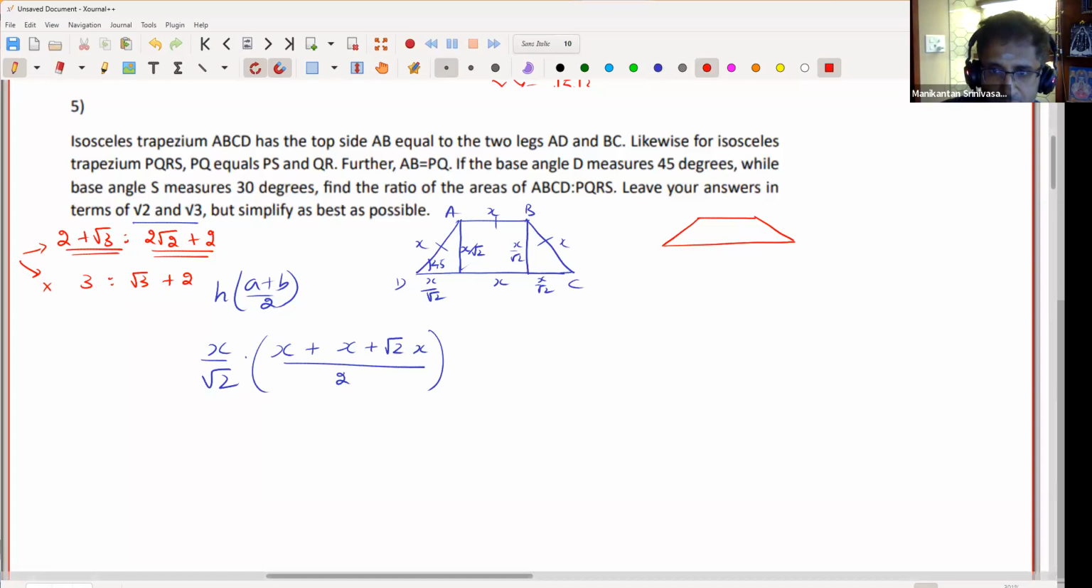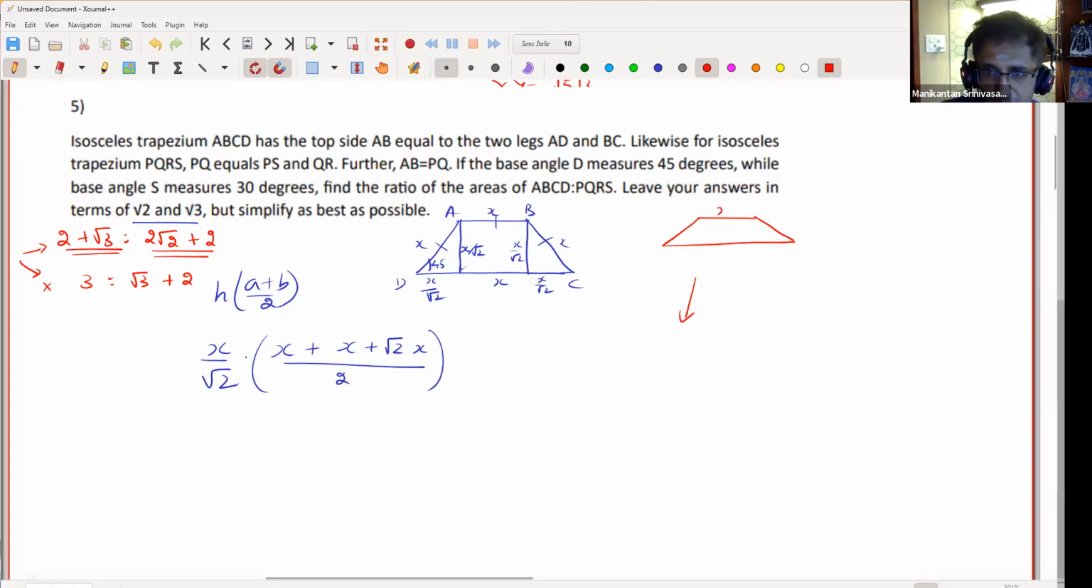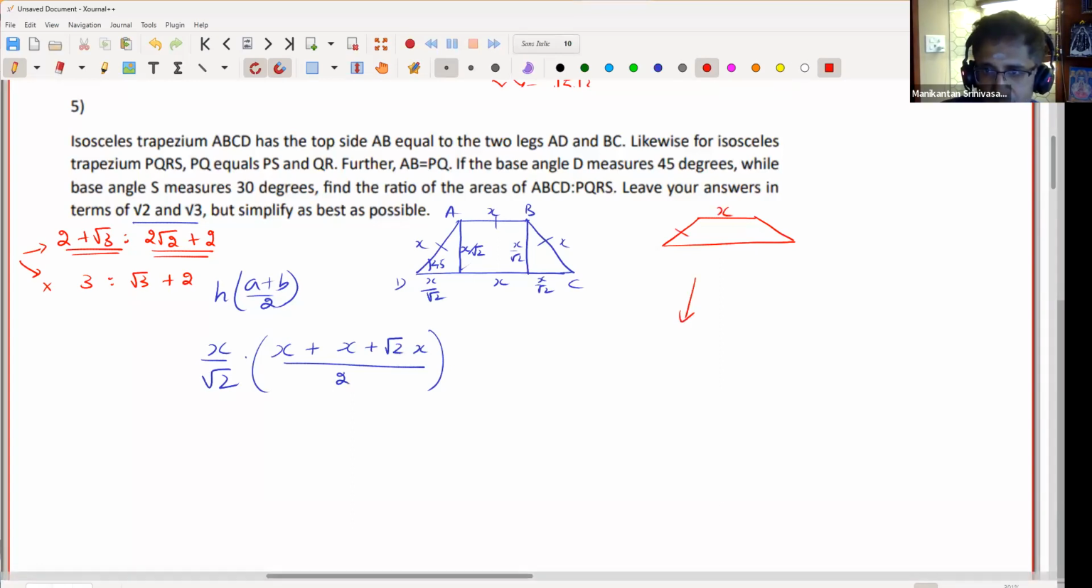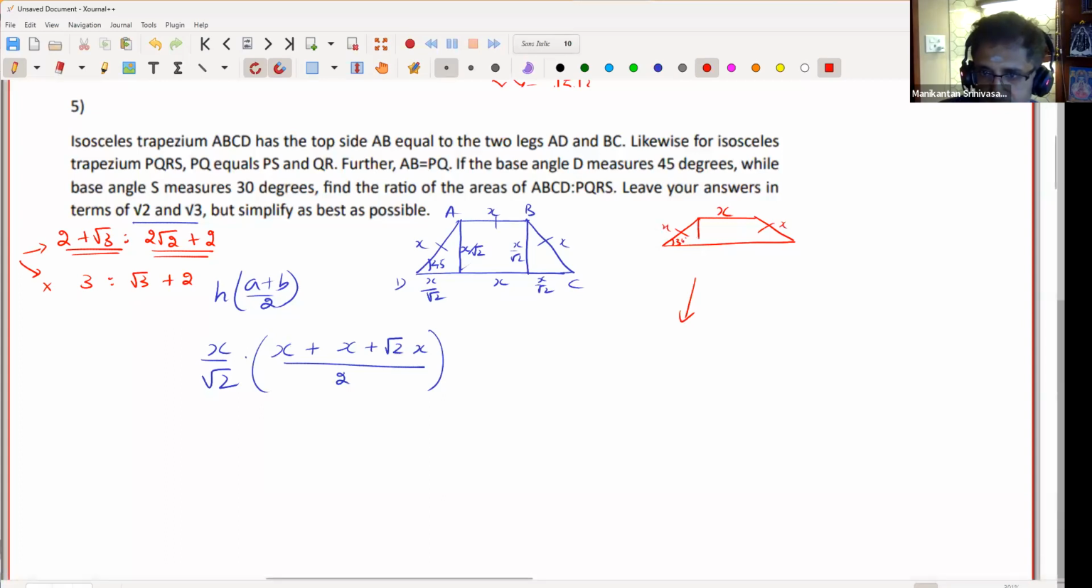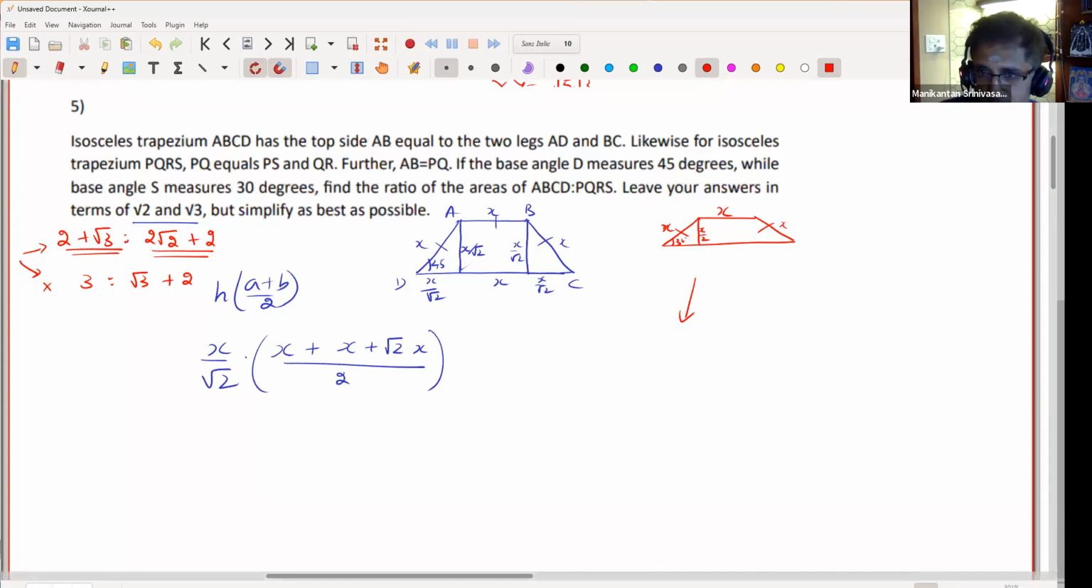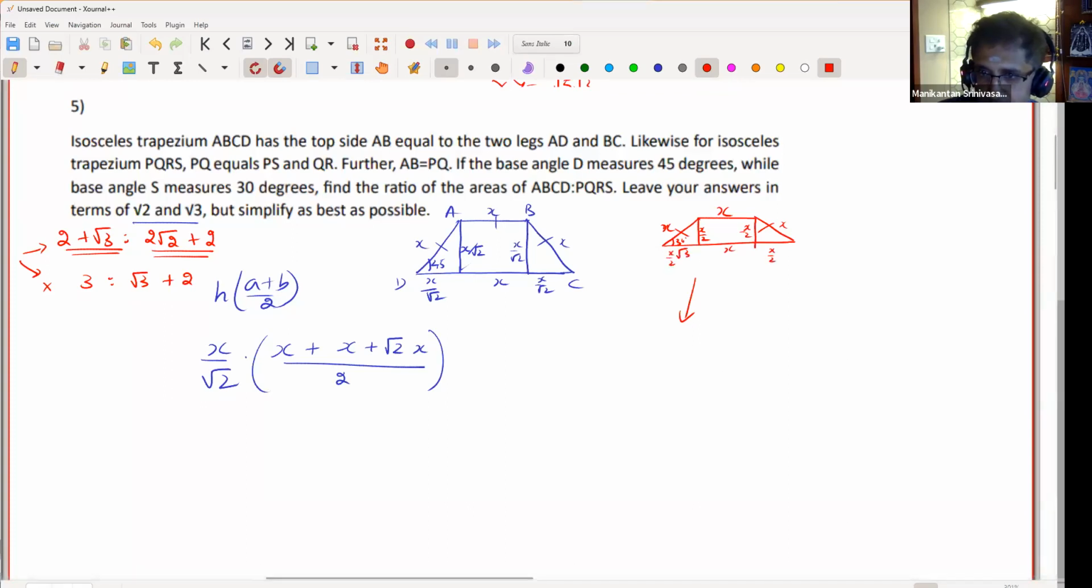If you used trigonometry, you should still get the same thing. Okay, now here, same thing. So this is X, this is also X, this is also X. This is 30 degrees. Therefore, by 30, 60, 90, X being the hypotenuse, the height has to be X by 2. And this has to be X by 2 times root 3. This has to be X by 2 times root 3.